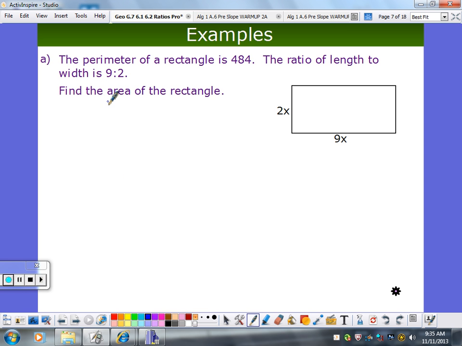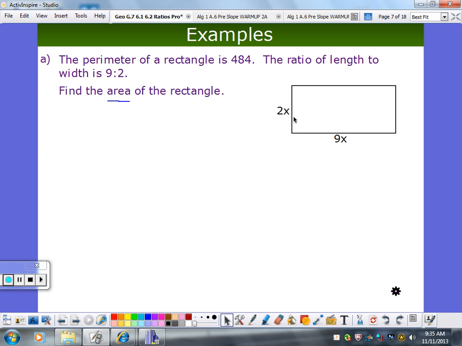Area. We'll try this. Okay. So how am I going to do that? Any ideas how we can work this problem out? I've got my picture to help you, and always draw a picture. If it didn't come with a picture, you're going to make one.